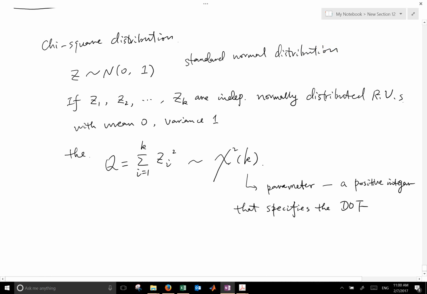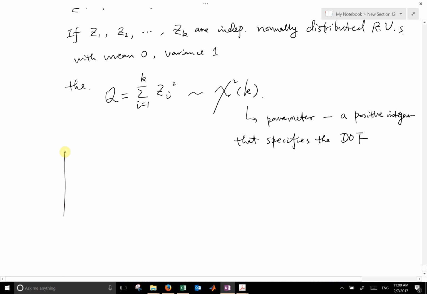Since a chi-square random variable is the sum of the squares, it will be greater than 0. So most of the shape of the chi-square distribution will be above 0, and this is a chi-square random variable with k degrees of freedom, and this will be the chi-square distribution, but 0 over here.